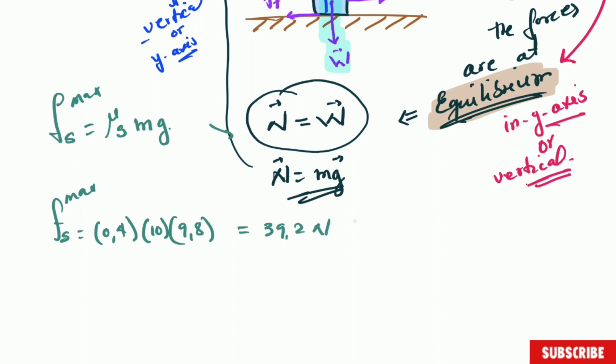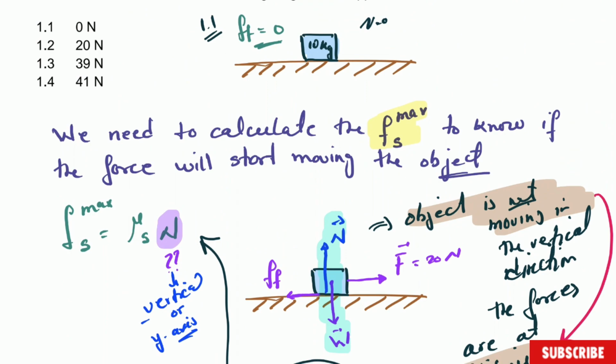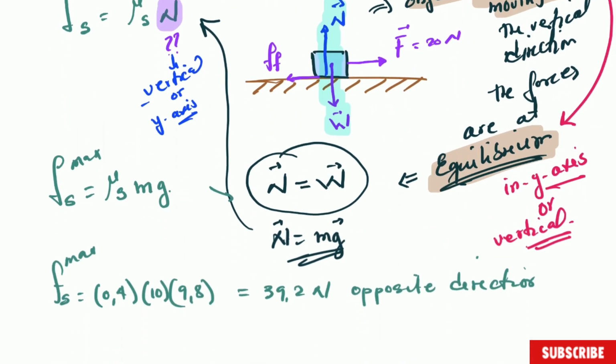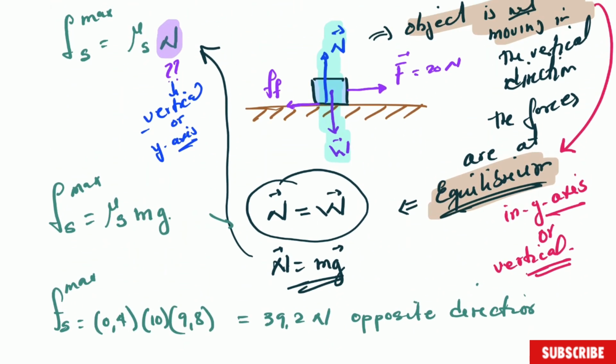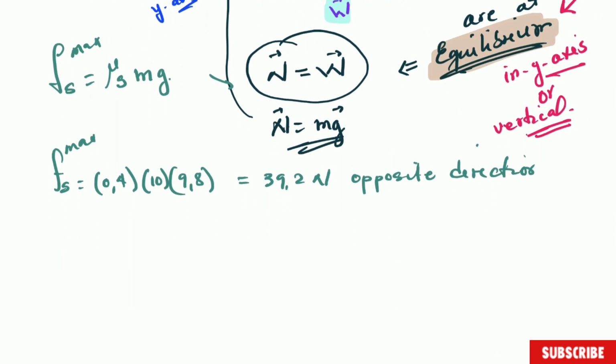Now note the following. This one is obviously in the opposite direction. Okay? Now, remember, this is not the question. The question was, what is the frictional force when the applied force is 20 Newton? So, now the scenario is the same as we have here, exactly the same. The force is 20 Newton. So, what is going to be the frictional force? Well, the maximum static frictional force, we're going to write it here, for question 1.2.